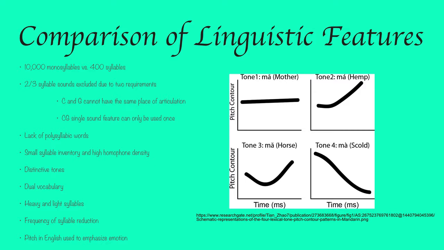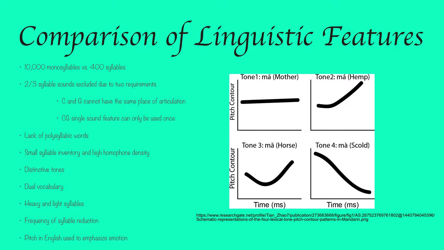In addition to this, there is a lack of polysyllabic words in Mandarin, and a small syllable inventory and a high homophone density mean that distinctive tones are the way that they differentiate between words. So, as you can see to the right, with one syllable, the tone can distinguish a word from being mother, from being hemp, from being horse, or from being to scold.